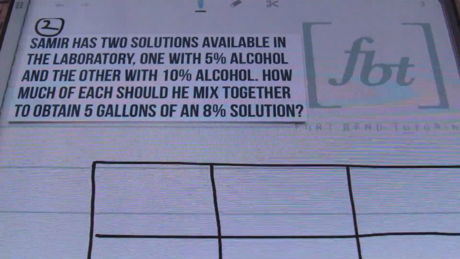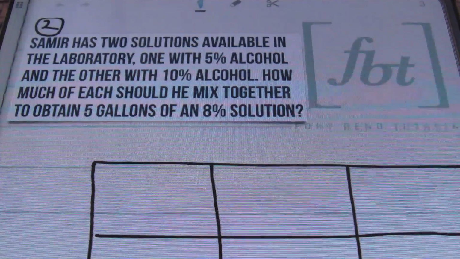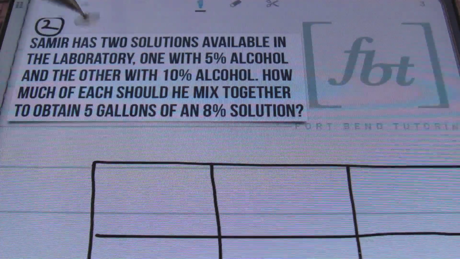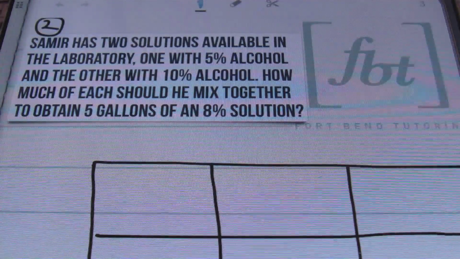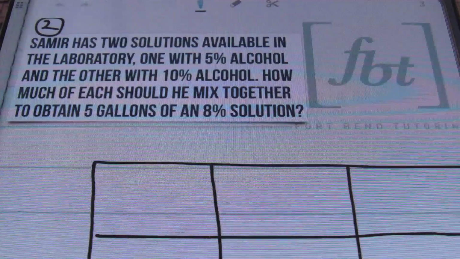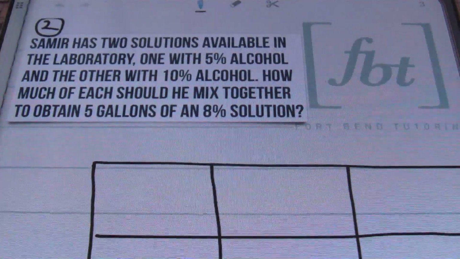All right, in problem number 2, it says Samir has 2 solutions available in the laboratory, one with 5% alcohol and the other with 10% alcohol. How much of each should he mix together to obtain 5 gallons of an 8% solution? All right, so let's talk about Samir, ladies and gentlemen.